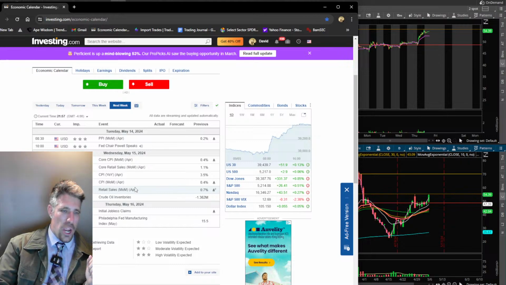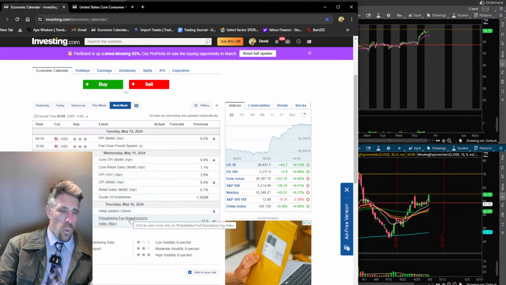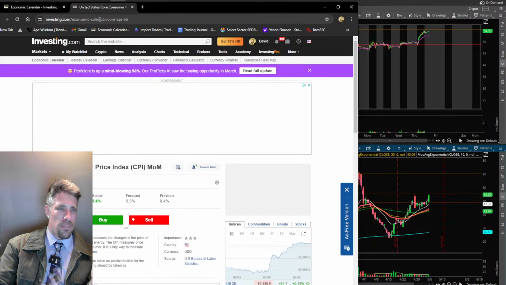Now, Wednesday, core CPI comes out. That is a very important one, guys. When core CPI comes out, the volatility comes out in the market. So does core retail sales. The CPI year over year and monthly is going to be coming out. Retail sales, this is a big day on Wednesday next week. So make sure you understand that before you get too deep in the waters. And then, of course, initial jobless claims again comes out next Thursday. So keep that in mind, guys.